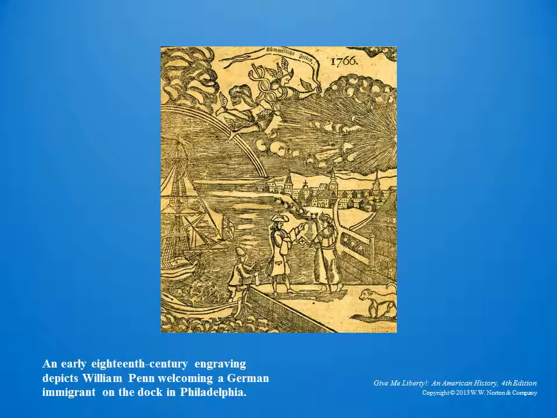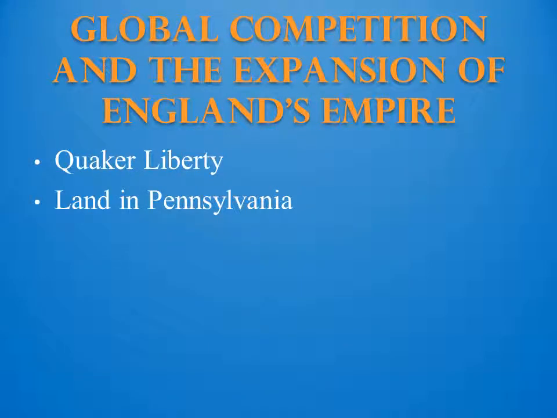Here's an early 18th century engraving that depicts William Penn welcoming a German immigrant on the dock in Philadelphia. Penn, remember, was really looking to make migrants from all over Europe feel at home in Pennsylvania and to be considered as equals. Penn envisioned his colony as really kind of this holy experiment that was to be governed on Quaker principles, including the equality of all people. This included women, blacks, and Indians under God in the primacy of the individual conscience.